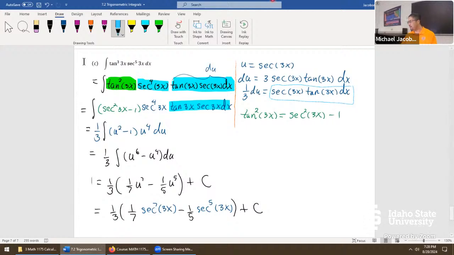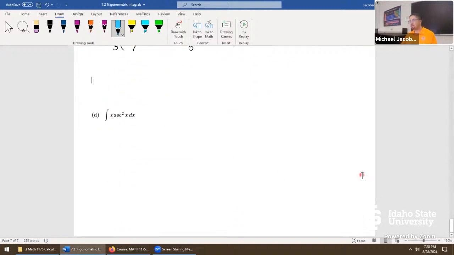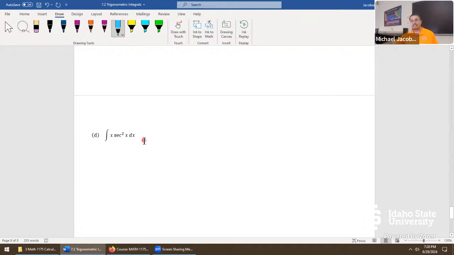Okay, well, let's try one more out. This is going to be interesting, but we can still survive this. Part D says find the antiderivative of x secant squared x. This one's kind of an odd one out. Anyone see what the method ought to be to solve something like that?